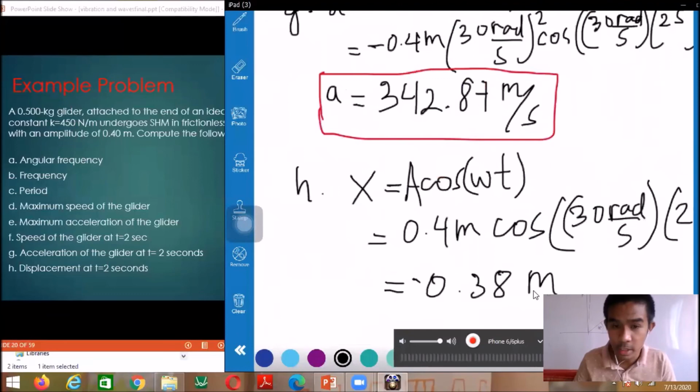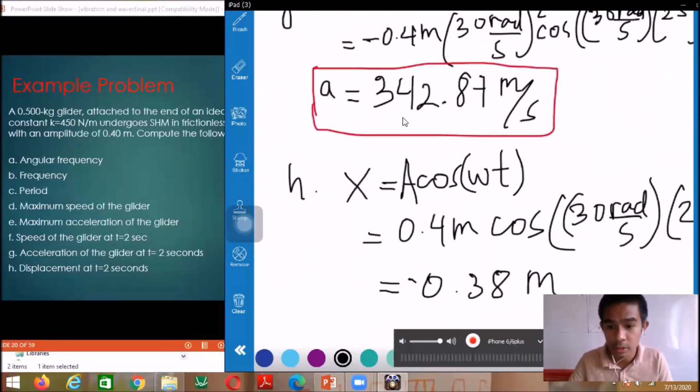Okay. When the amplitude is positive, these two quantities, the position and the acceleration of the oscillating system, must be in opposite directions. So if the acceleration is positive, then the position is negative. If the position is positive, then the acceleration is negative. In this problem, acceleration is positive, so it is expected that the position of the oscillating system is negative. So you have negative 0.38 as the position, and the acceleration is 342.87. That's positive.